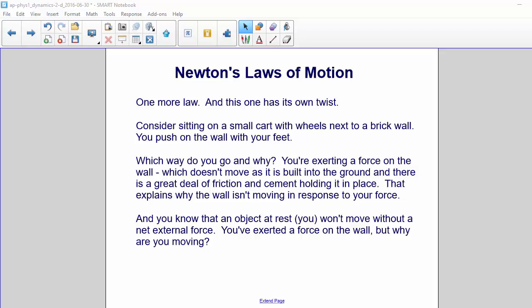One more law, and this one has its own twist. Consider sitting on a small cart with wheels next to a brick wall. You push on the wall with your feet. Which way do you go and why?